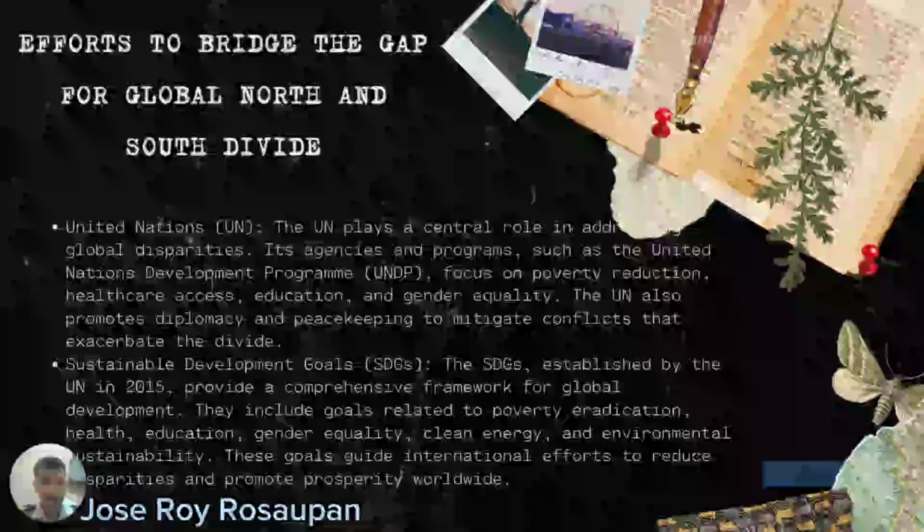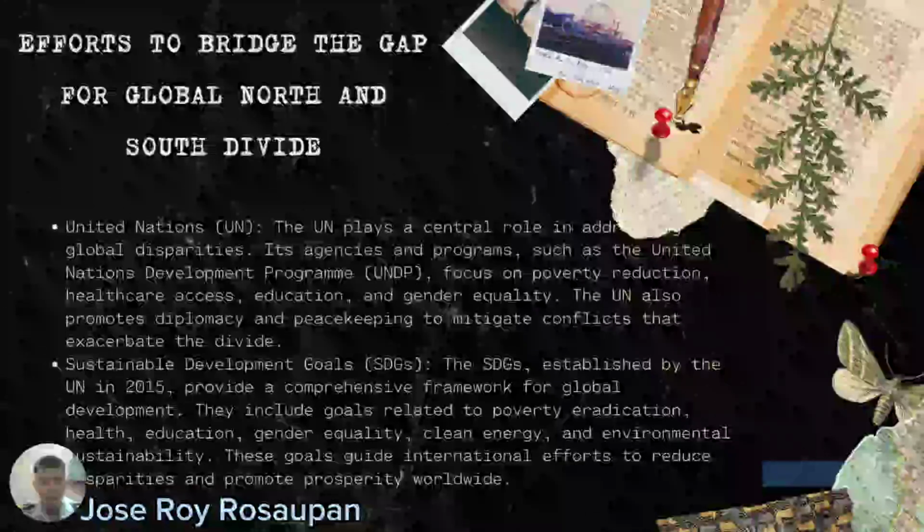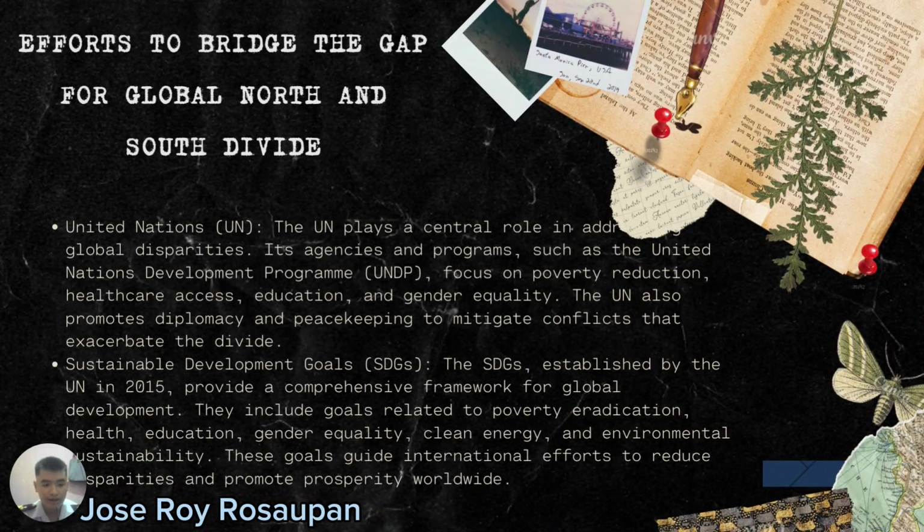Efforts to bridge the global north and south divide. We have the United Nations. The UN plays a central role in addressing global disparities. Its agencies and programs, such as the United Nations Development Programme (UNDP), focus on poverty reduction, healthcare access, education, and gender equality. The UN also promotes diplomacy and peacekeeping to mitigate conflicts that exacerbate the divide.